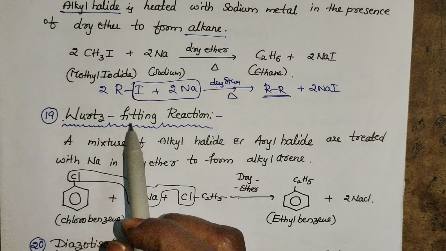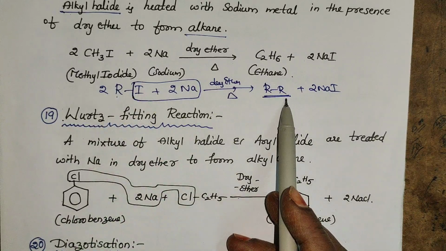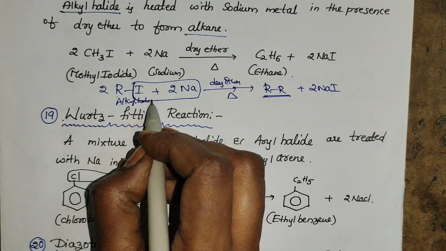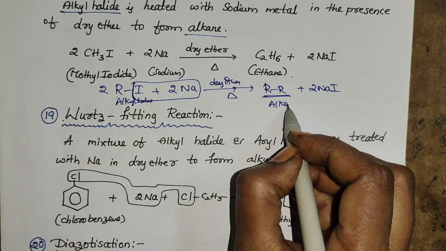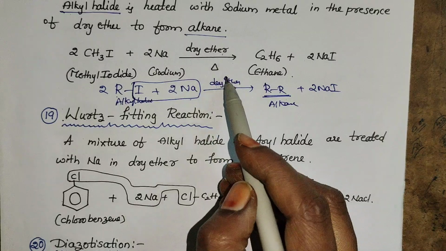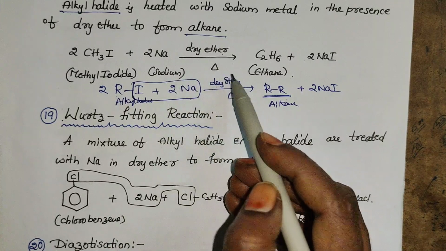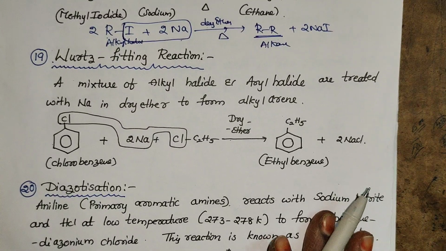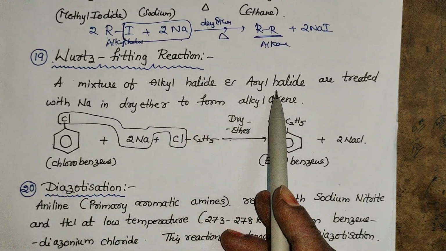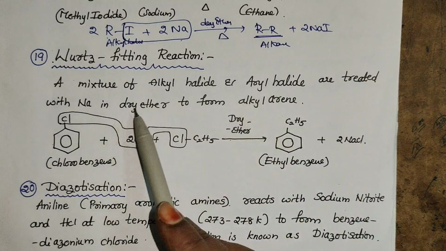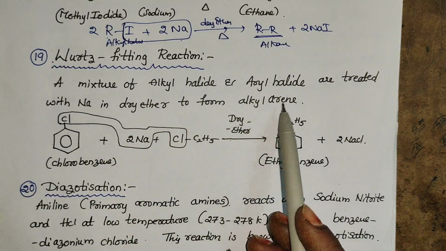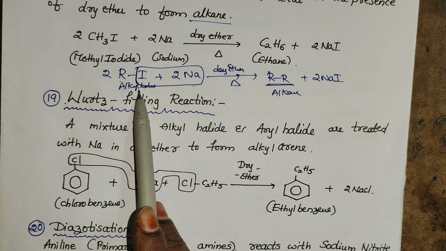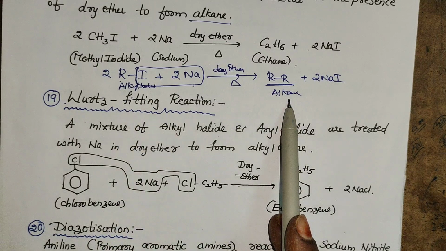Next, Wurtz-Fittig reaction. In Wurtz reaction, alkyl halides are converting to alkanes in the presence of dry ether, sodium and heat. In the Wurtz-Fittig reaction, look at this: a mixture of alkyl halide and aryl halide is treated with sodium and dry ether, it will give an alkyl arene. Here, if we take only alkyl halides, it will give a simple alkane.